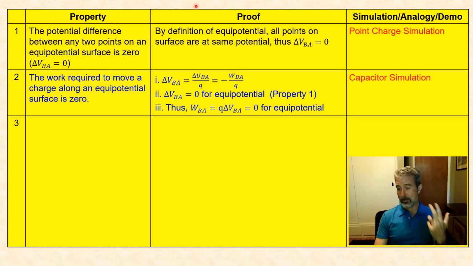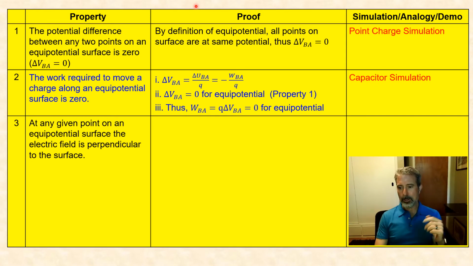Okay, and like I said, we'll illustrate this with the simulation on the next slide. The third property here, a little bit more complicated, tells us that at any given point on an equipotential surface, the electric field is perpendicular to the surface. Let's see how this follows logically from our definition here.